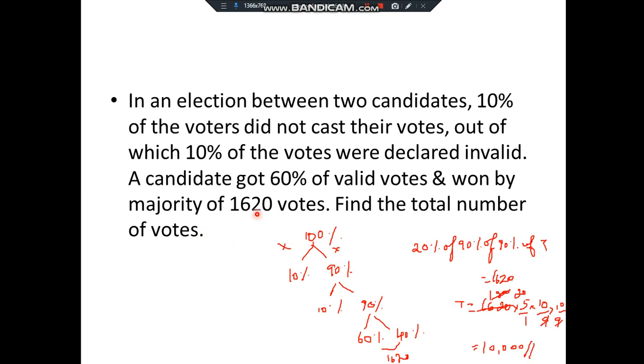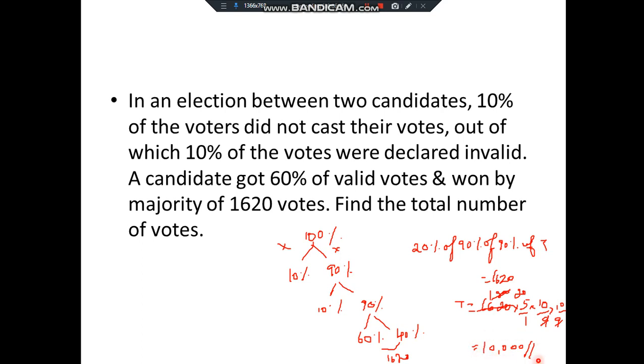There, they have given the candidate who got more votes is this, and the candidate's vote is this much. Here the majority is 1620. So which means the difference between the two, 60% and 40%, is 1620. Okay. So find the total number of votes. So from reverse order, how will we write? 20% of the base is 90, right? 90% of, again one more 90%, 90% of 100. Instead of 100, you have to write it as T, right? Which is equal to 1620. So on cancelling, you get 10,000 as the answer.